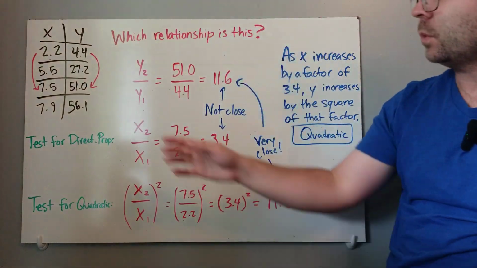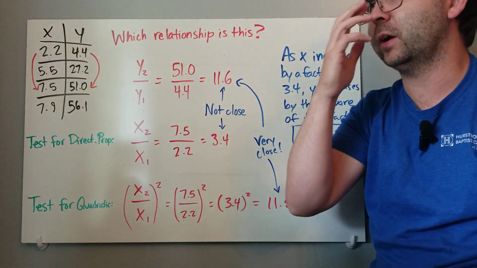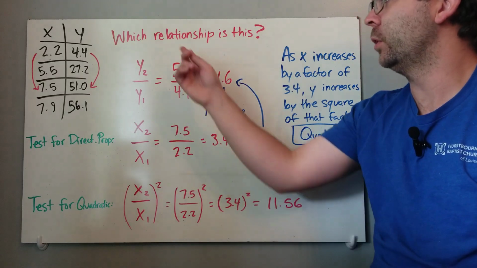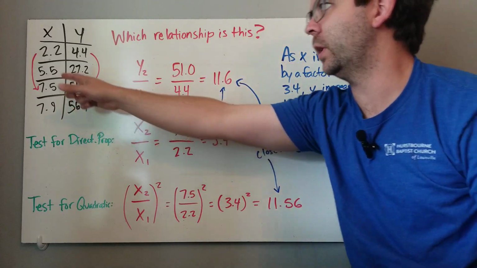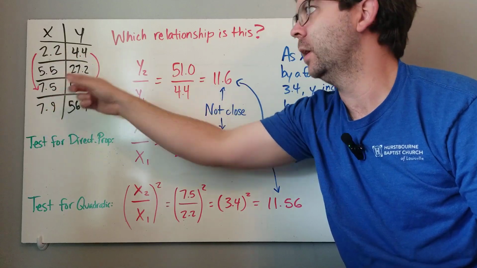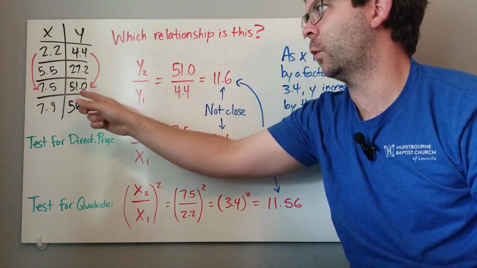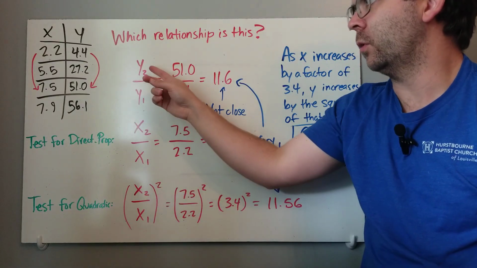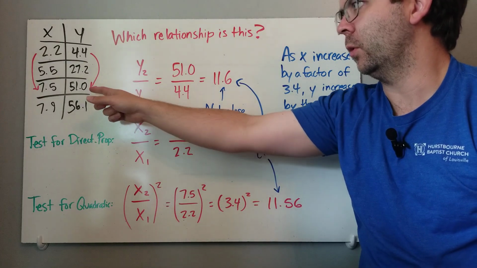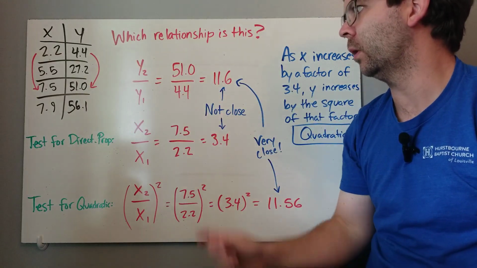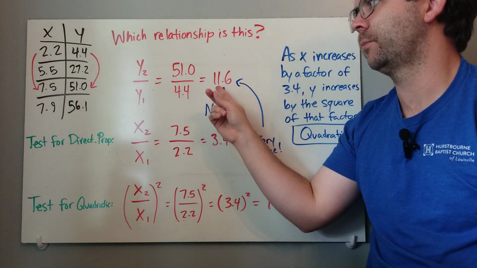Okay. So we got our new data table over here, and I didn't graph this one because I just wanted to focus on this method here. Which relationship is this? So I picked two data points. I'm going to go from 2.2 to 7.5, and then the y values, I'm going to go from 4.4 to 51.0. So let's do the ratio of the y values first. So y2, 51, divided by 4.4, that gives us 11.6.